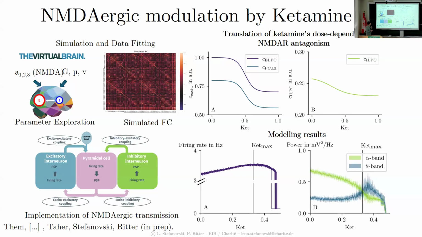And here, a PhD student, Jenny Them, was able to show that when we implement the effects of NMDA receptors on all three cell types of the Jansen-Rit model, we are able to reproduce the exact path of what we see under a ketamine narcosis, so how the firing rate increases and alpha and theta band change between each other.